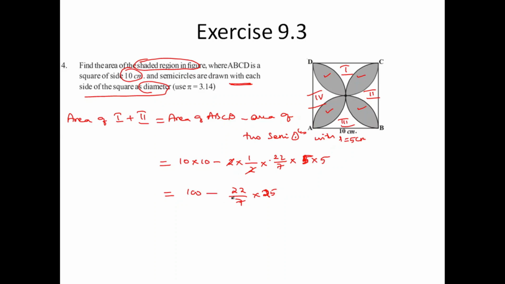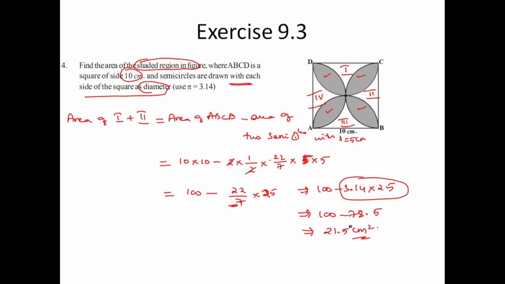So when I am substituting the value of this, it comes out to be 100 minus 3.14 into 25. Now, if you do this in your rough book, the result is 78.5. Now, solving this, it is 21.5 centimeter square. So this is clear, right?